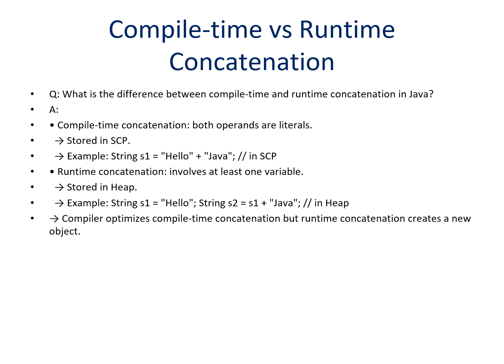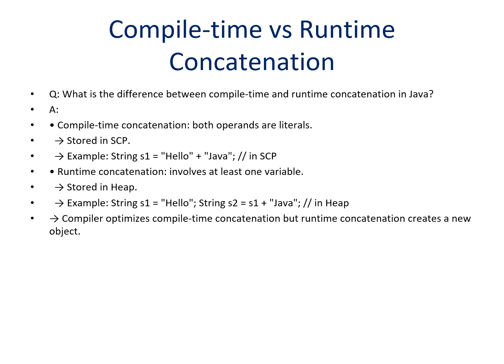Now let's see compile time versus runtime concatenation. When both the strings are literals, the concatenation happens at compile time and the result is stored into SCP. But if one of them is a variable, the concatenation happens at runtime and the result goes into the heap memory. So compile time saves memory while runtime creates a new object.